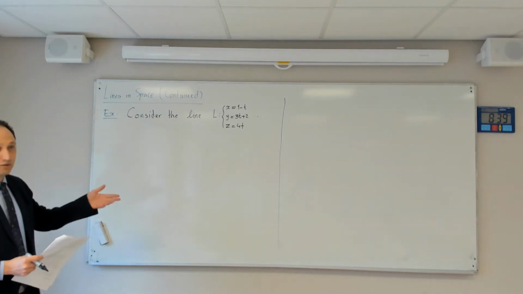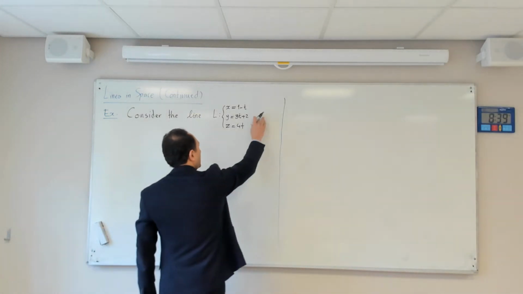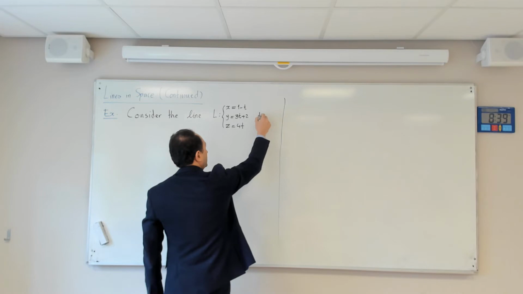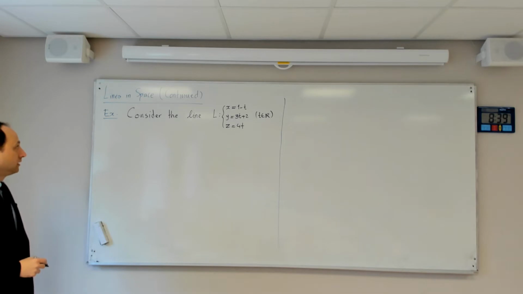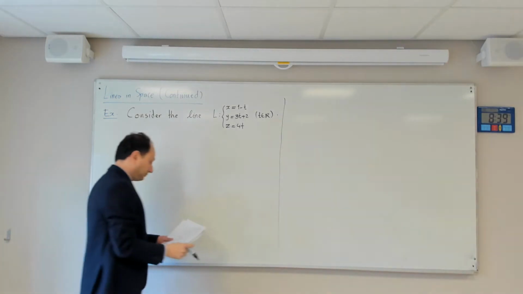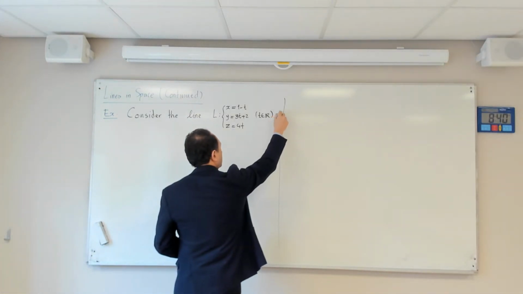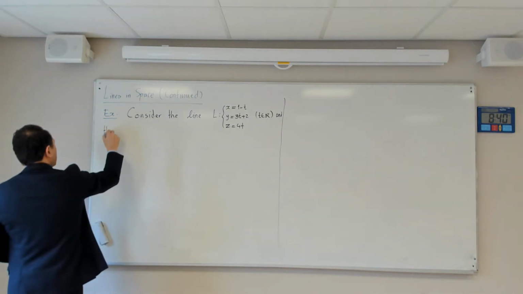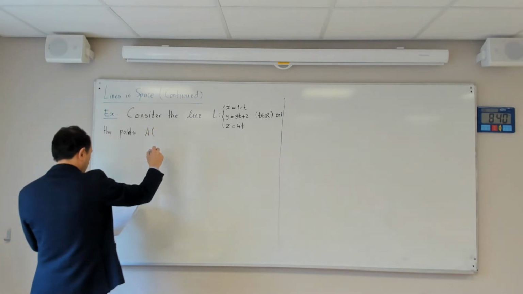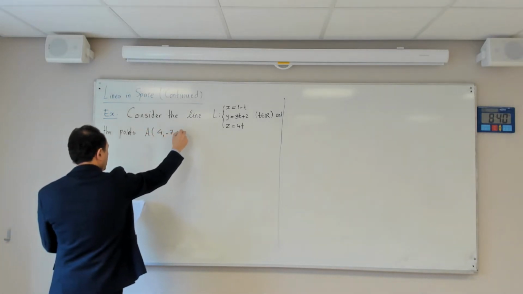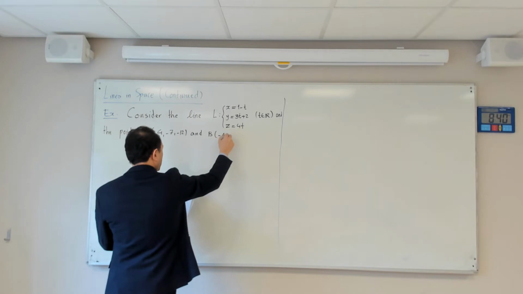We talked about the canonical form of an equation for the line, and this is a parametric form. And of course, in principle, I have to mention the range of my parameter, but usually it is always the case that t belongs to R. So consider this line and the points A with coordinates 4, minus 7, minus 12, and B with coordinates minus 1, 8, and 4.